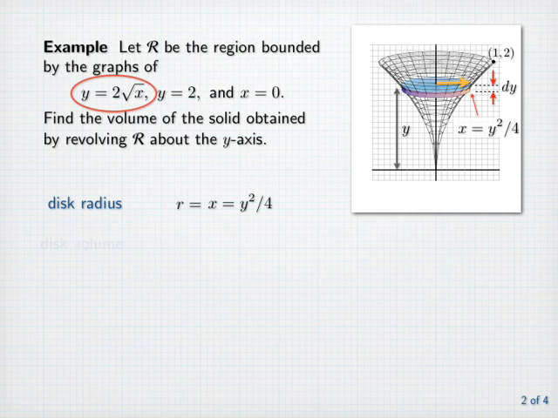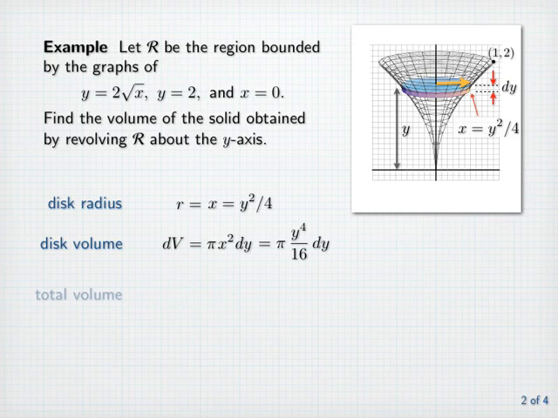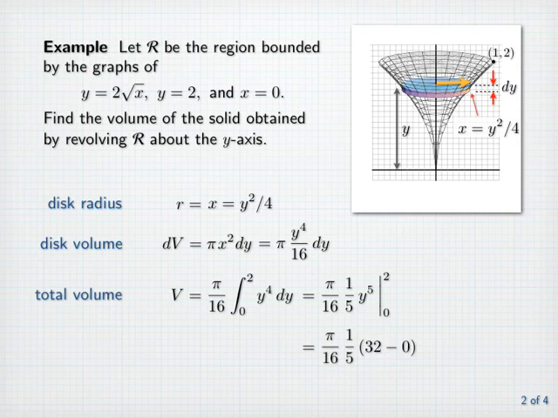So the disk volume is dV equals pi times x squared dy, which equals pi times y to the 4th divided by 16 dy, since x equals y squared over 4. So the volume of the solid is pi over 16 times the integral from 0 to 2 of y to the 4th dy. Now this equals pi over 16 times 1/5 y to the 5th, evaluated from 0 to 2, which equals pi over 16 times 1/5 times 32 minus 0. Now 32 over 16 is 2, so this ends up being 2 pi divided by 5.